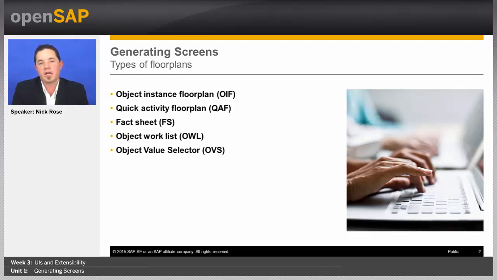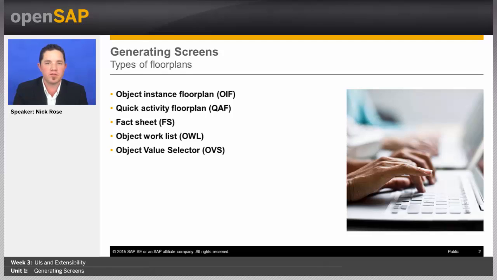So first, if we look at it, there's an object instance floor plan, an OIF. An OIF is a full detailed view of a particular business object. It shows all of the information about it and will also be editable. So if you click the View All button somewhere, for example, and you see a large screen come up, that's the OIF. For a sales order, for example, it's a very large business object. You would see all the information about the sales order, the header info, the item info, document flow, for example. The OIF would contain all these kinds of information.